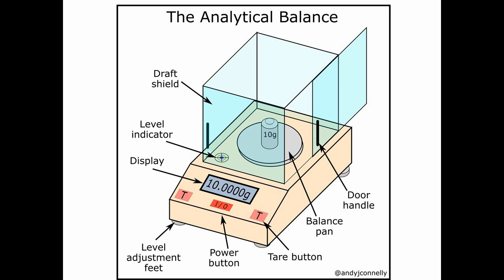Power button is used to start or switch off the balance. Tare button is used to tare the mass. Balance pan holds the weight or paper on which the mass is kept.